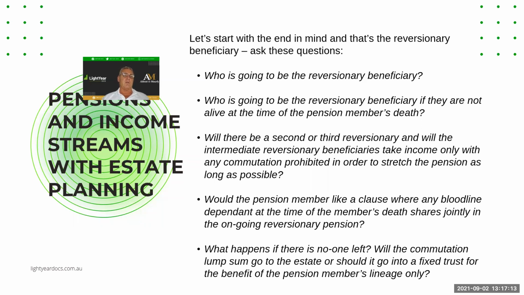Remember that one with Sally, I'm going to show you. With a pension member, like a clause where any bloodline dependent at the time of the member's death shares jointly in the ongoing reversionary pension. So you can limit it to bloodline only, which is important. What happens if there's no one left? If it goes over to the estate, is it going to be for bloodline only? So you can actually put in there, it can only go to the estate provided the executor makes it for bloodline only.